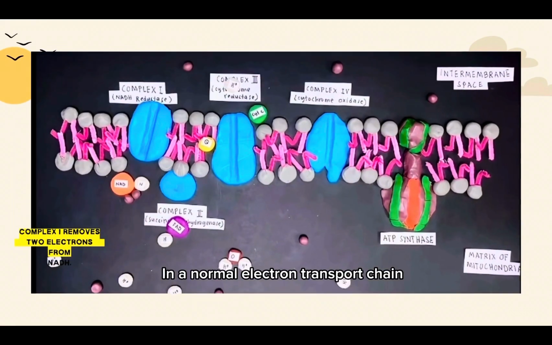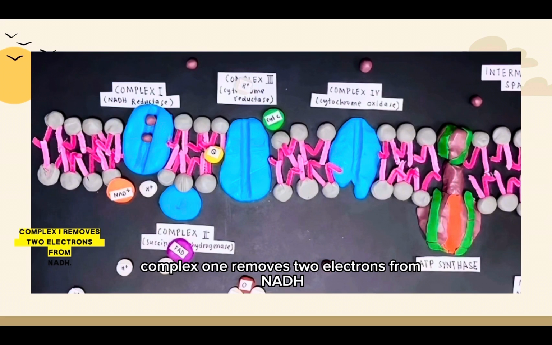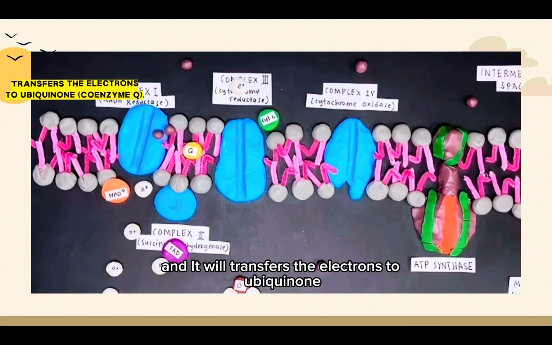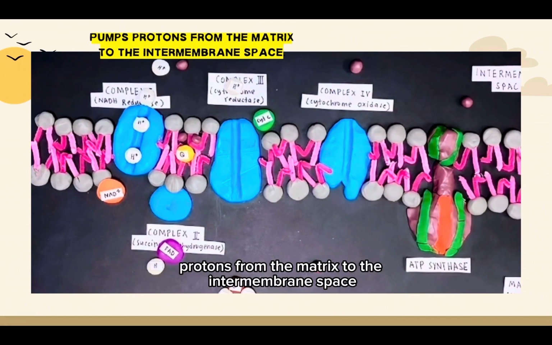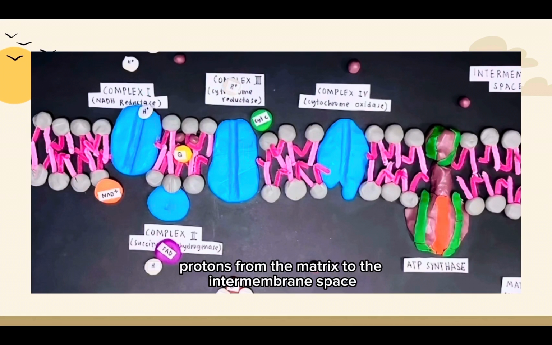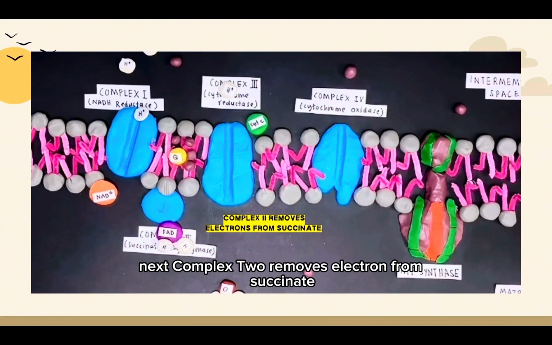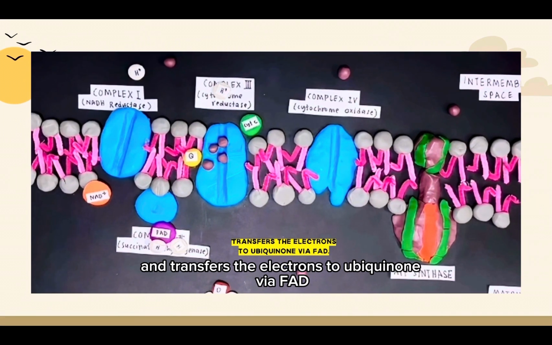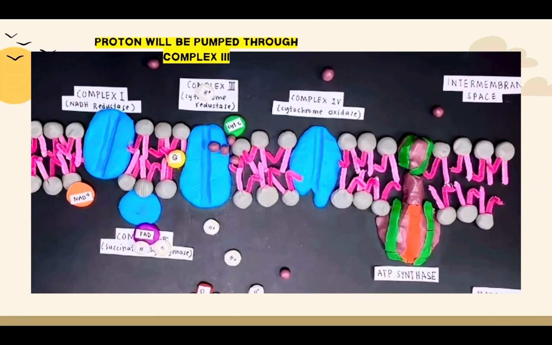In a normal electron transport chain, complex 1 removes 2 electrons from NADH and transfers the electrons to ubiquinone, which is coenzyme Q. It will also pump protons from the matrix to the intermembrane space. Next, complex 2 removes electrons from succinate and transfers the electrons to ubiquinone via FAD. Protons will also be pumped through complex 3.